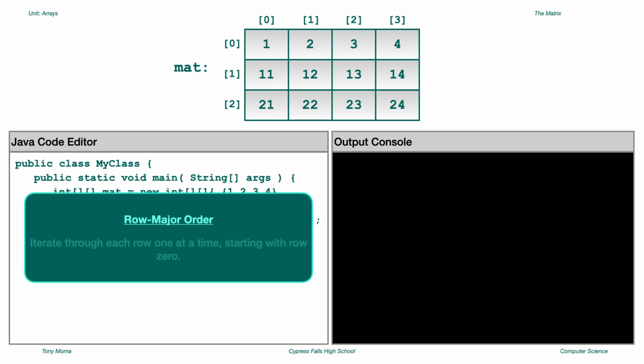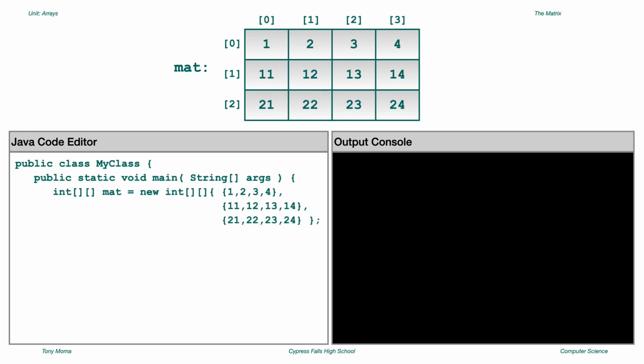Row major order means iterate through each row one at a time, starting with row 0. That means start at row 0, column 0, then go to column 1, then column 2, then column 3, then drop down to row 1, column 0, go to column 1, column 2, column 3, then drop down to row 2, column 0, then column 1, column 2, column 3.